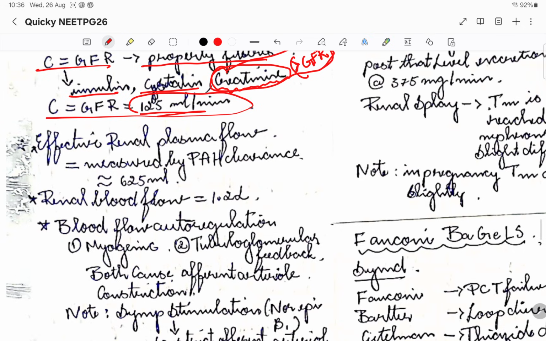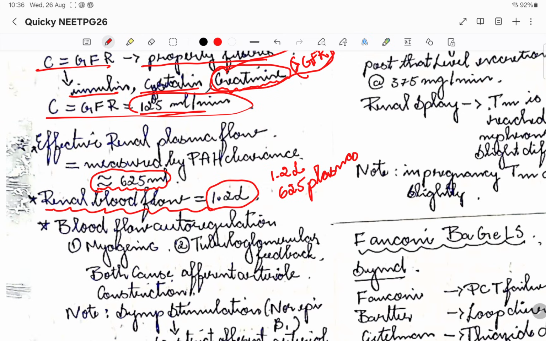Coming to effective renal plasma flow, it is approximately equal to 625 ml per minute. It is the plasma flow happening in the glomerulus, whereas the blood flow is 1.2 liters per minute. So out of the 1.2 liters of blood coming to the kidney, 625 ml is plasma. This is the main thing, so please remember these two values.